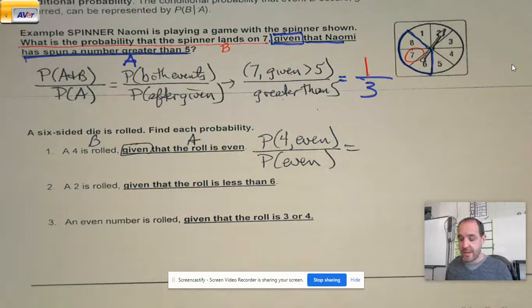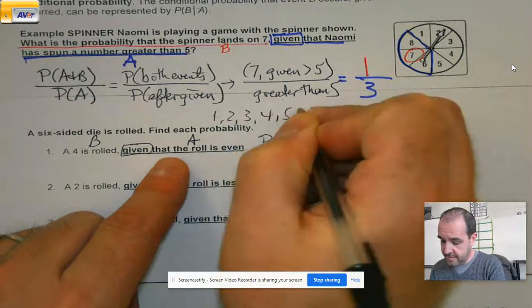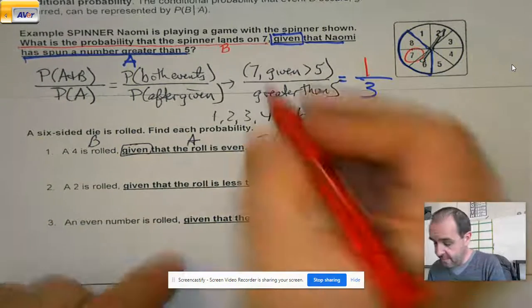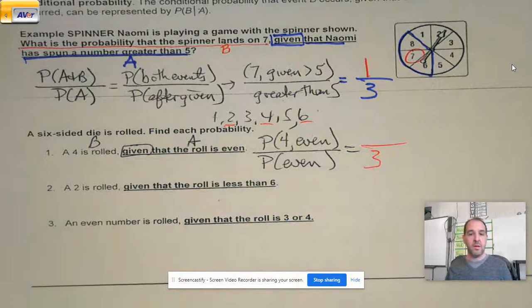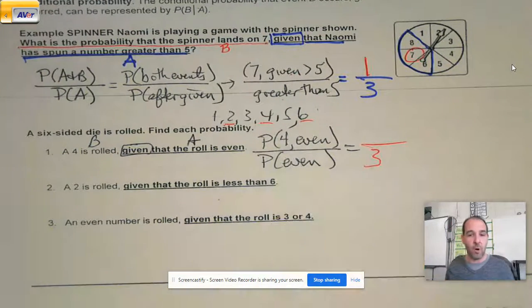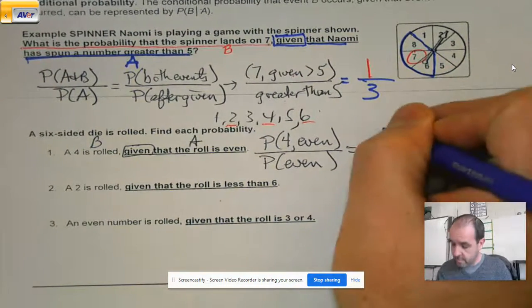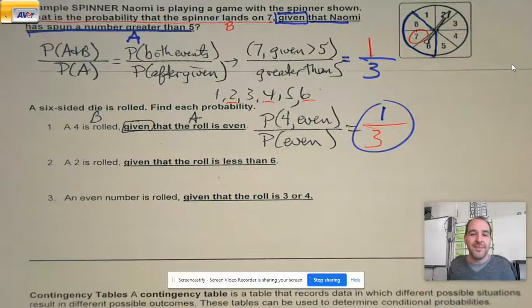Okay? When you roll a die, 1, 2, 3, 4, 5, 6. How many numbers are even? 2, 4, 6. 3 of them. So out of those 3 numbers that I underlined, 2, 4, and 6, how many of them are the number 4? One of them. And no, it does not mean that every answer we're going to get here is going to be 1/3. Just a coincidence.